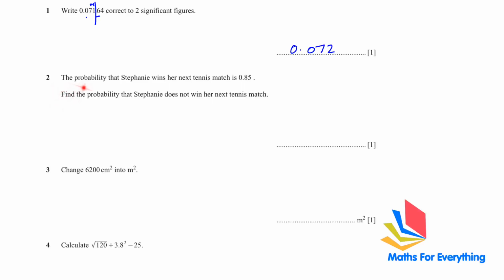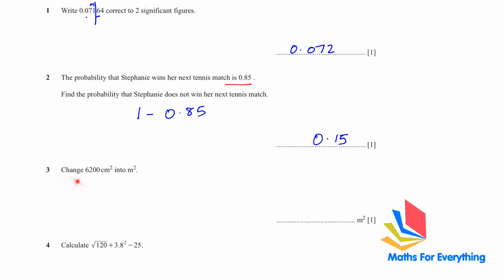Next question, the probability that Stephanie wins her next tennis match is 0.85. Find the probability that Stephanie does not win her next tennis match. The probability of something happening plus the probability of something not happening equals 1. So if the probability of something happening is 0.85, the probability of it not happening will be 1 minus 0.85, which is 0.15.